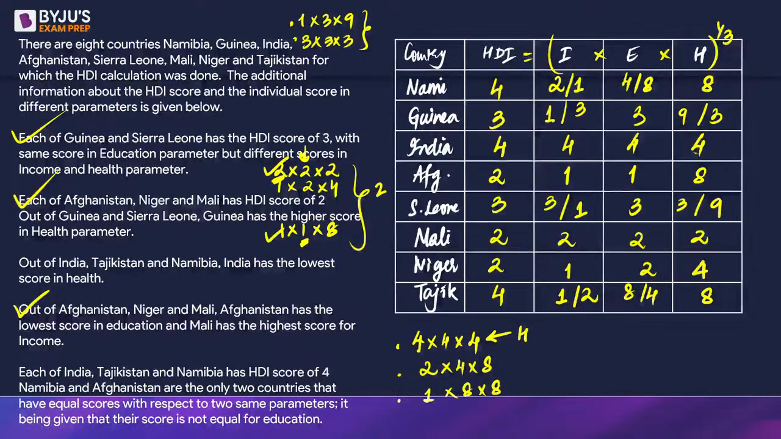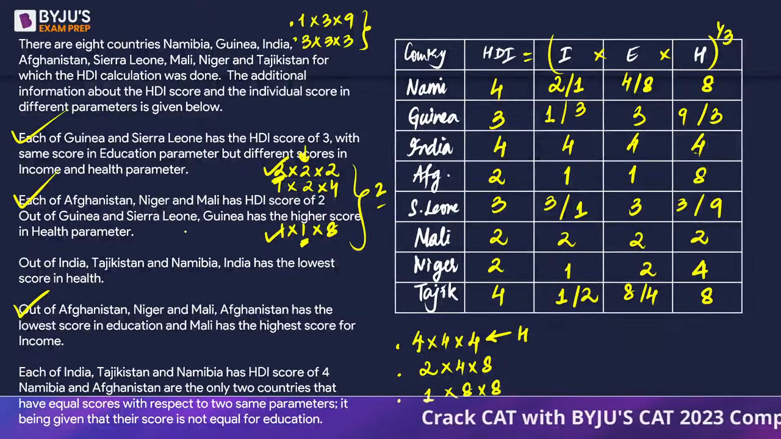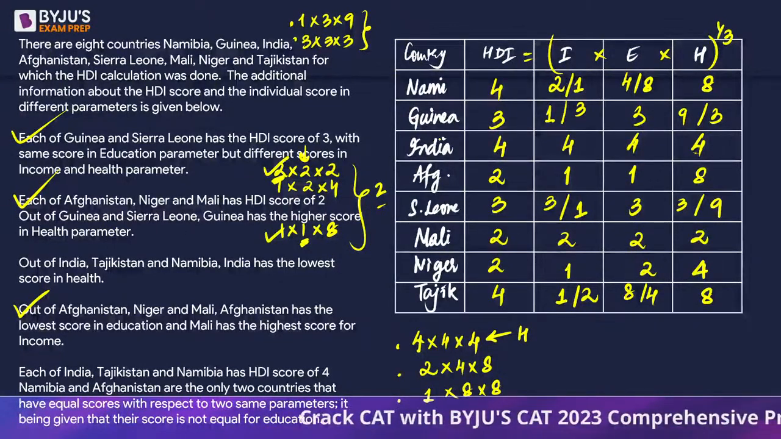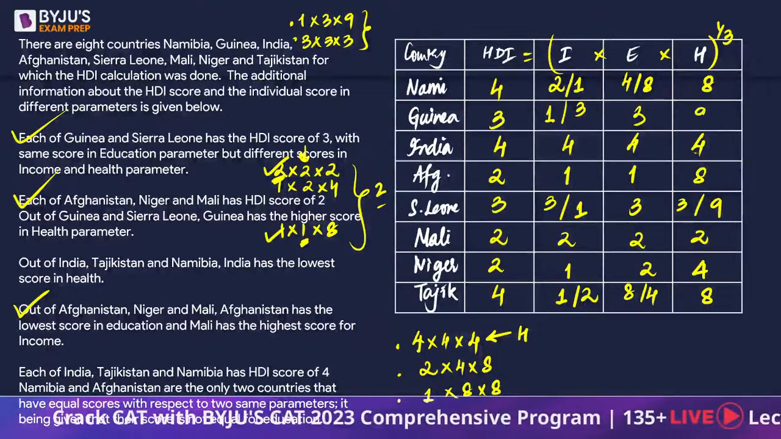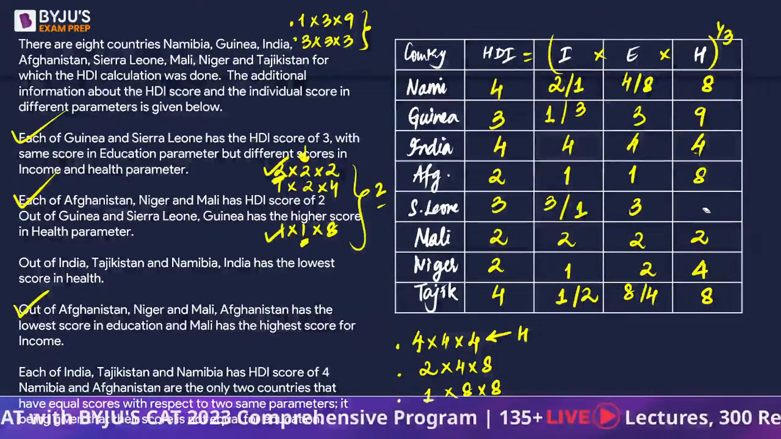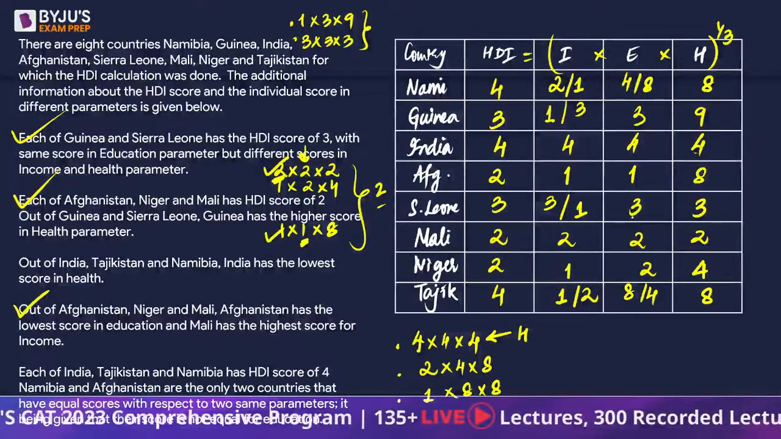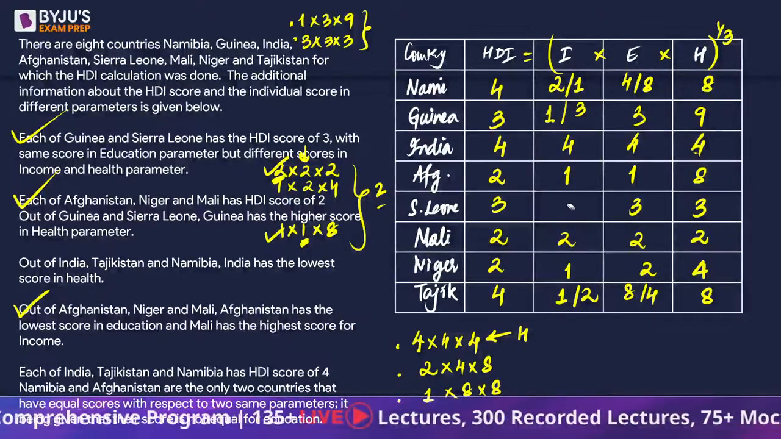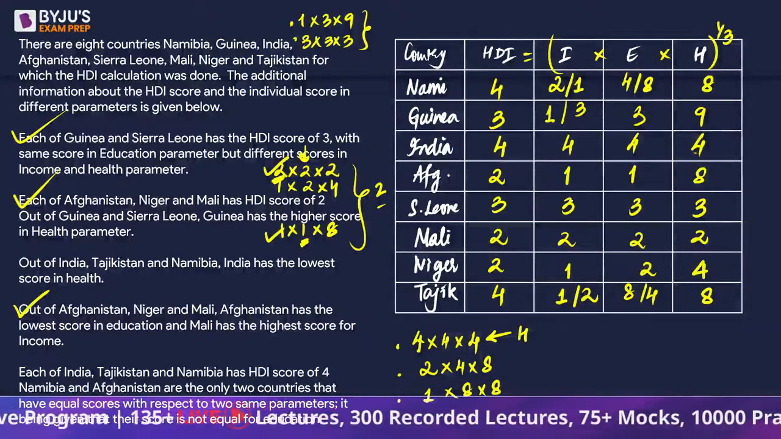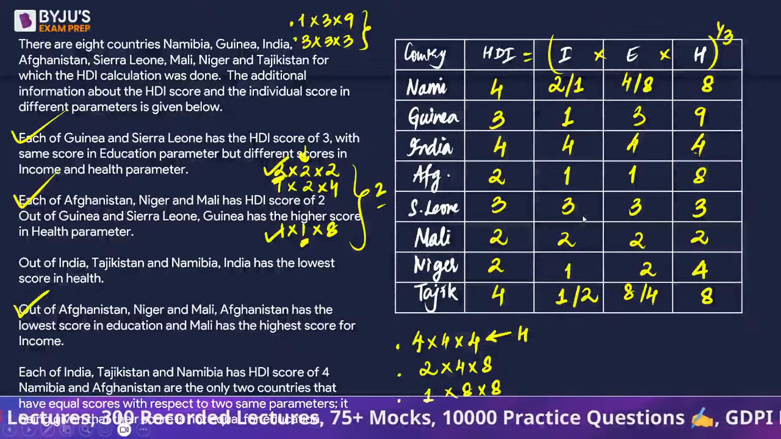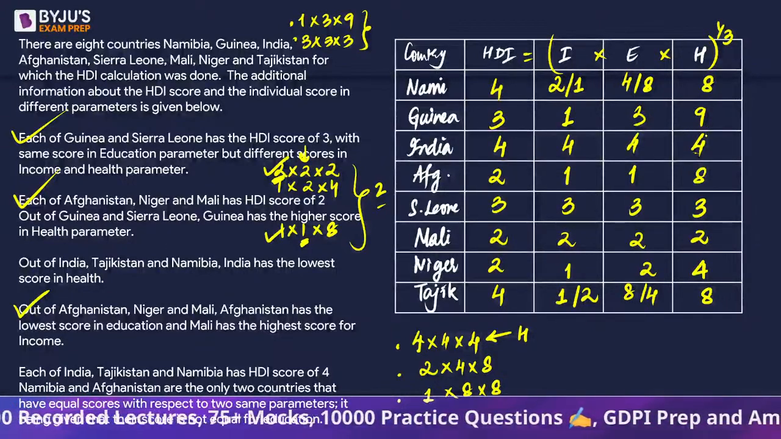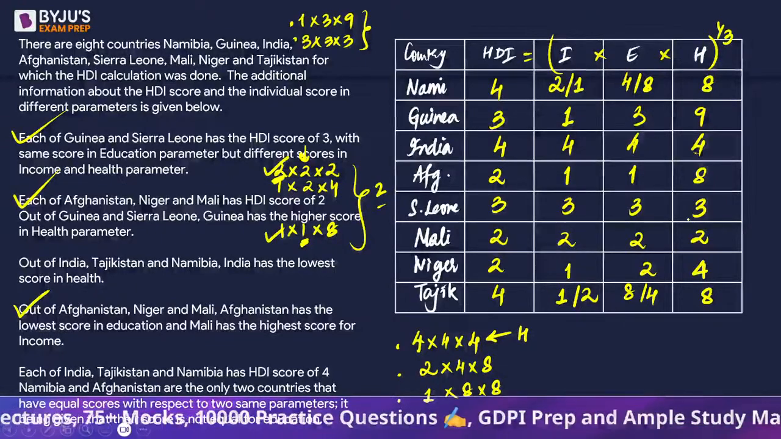Each of Afghanistan, Niger and Mali has an SDI score of 2. So that means these are the 3 cases. Out of Guinea and Sierra Leone, G has the higher score in health parameter. So this is supposed to be 9. This one is bigger, so this will be 3. If this is going to be 3, that means this one is also going to be 3. And this 139, this is what we will have for Guinea, because we need to have the last health value larger than Sierra Leone's.